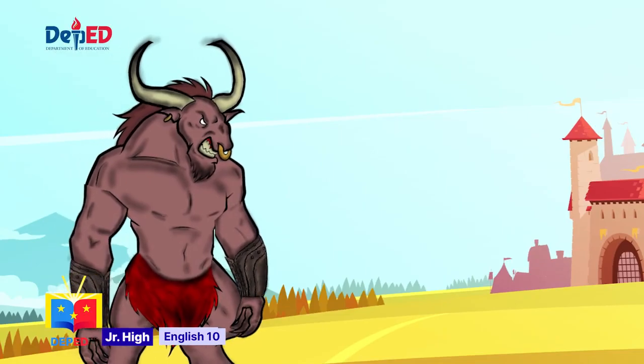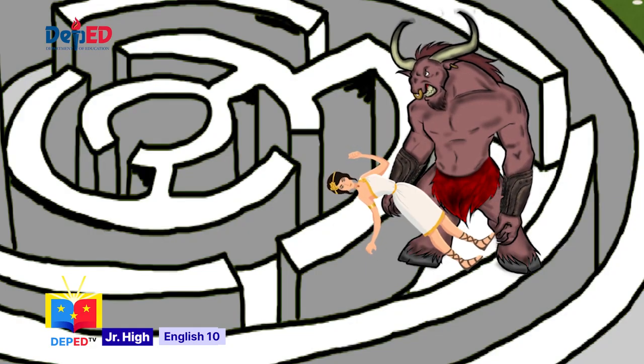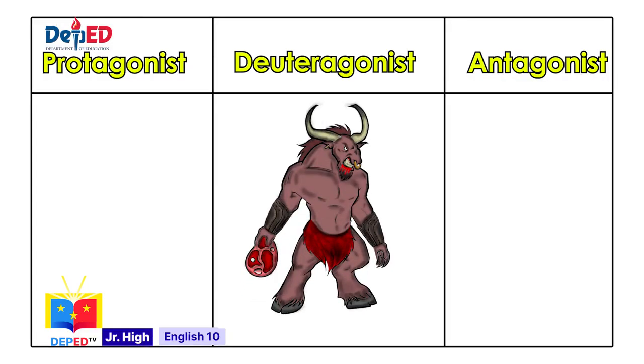What about the Minotaur? Is it a protagonist, deuteragonist, or antagonist? You might think that the Minotaur is also an antagonist because it killed people and caused the main character to struggle, but think again. The Minotaur was a half-man and half-bull monster that was known for its craving to kill innocent victims and devour human flesh. It is the deuteragonist because it was the primary reason why the labyrinth in Crete was created. Remember, a deuteragonist could be any character who plays the second most important role in the story.